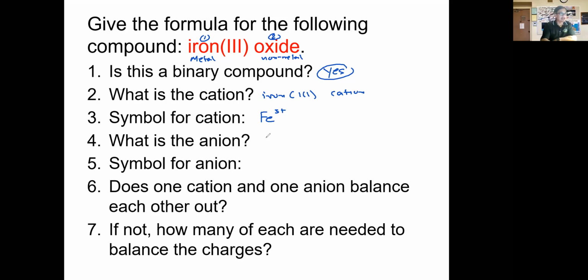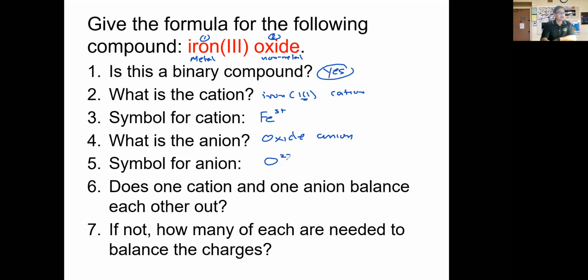So therefore, the anion is going to be the oxide anion. To get from step 2 to step 3, that should be very simple as long as you remember what that Roman numeral tells us. But from step 4 to step 5, you have to memorize that. If you don't know how we get that, please come by and see me.